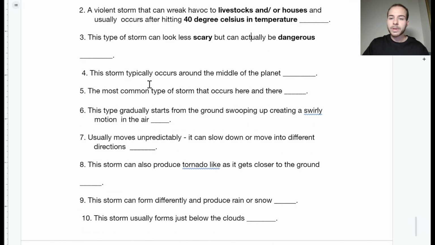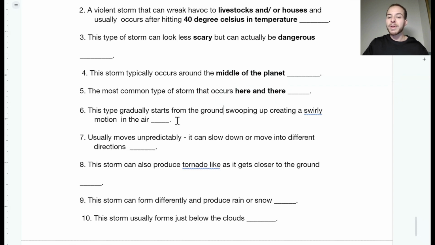This storm typically occurs around the middle of the planet. What's another word for middle of the planet? Equator. Equator is the center, the middle. The most common type of storm that occurs here and there. Not really any keywords, but let's see.